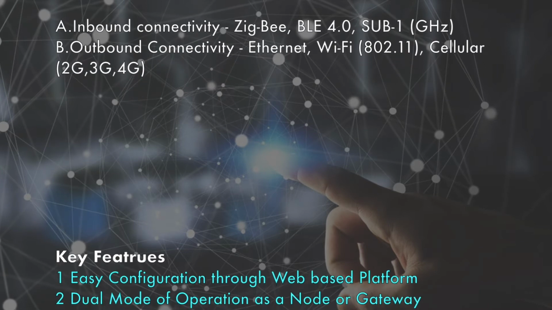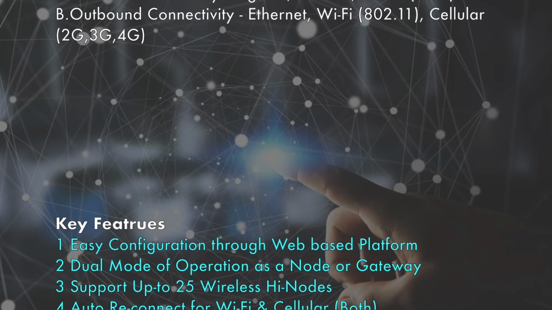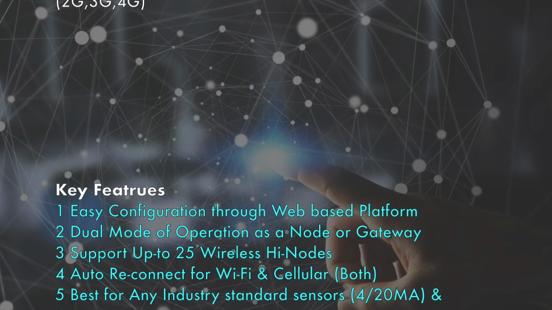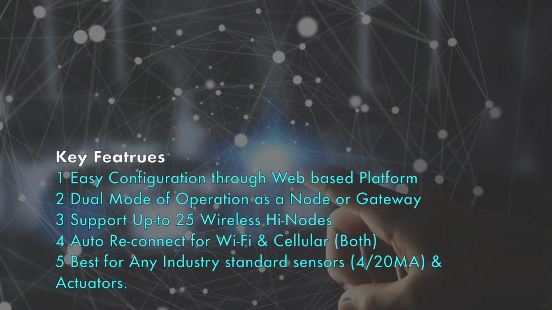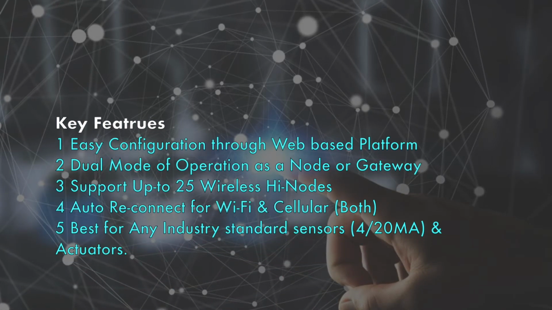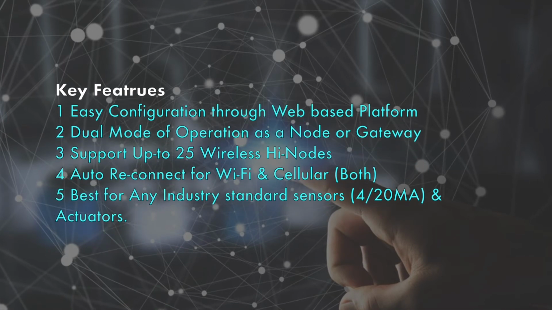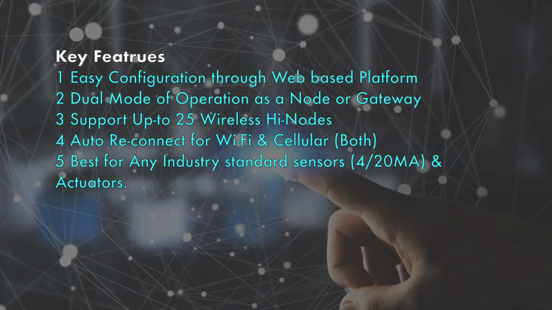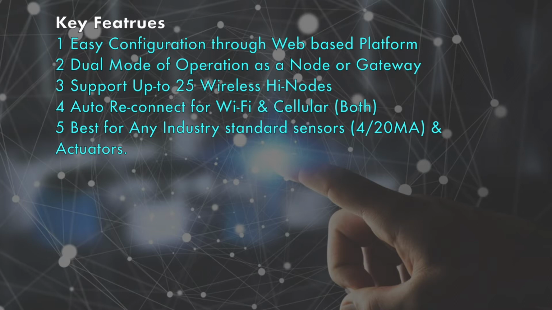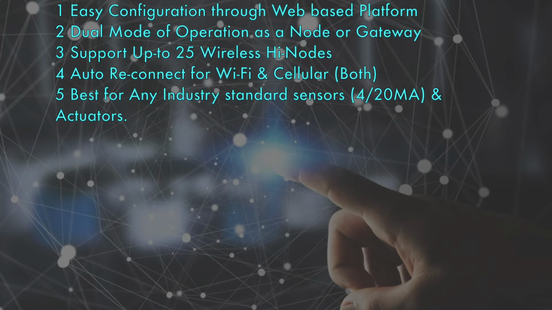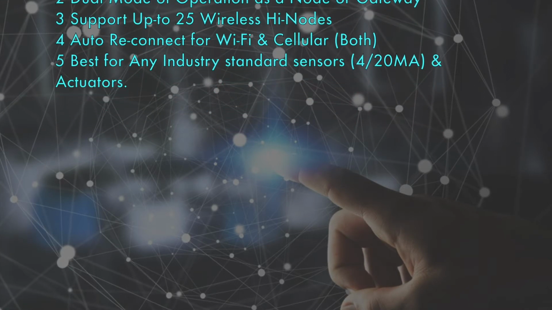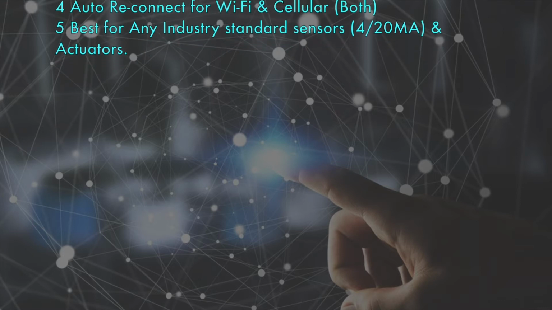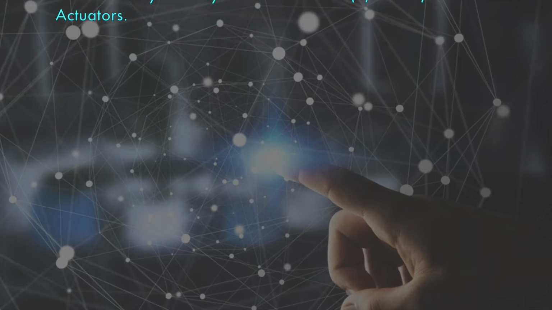Let's have a look at features. Highgate is easy to configure through a web-based platform. It supports a dual mode of operation. It can act as a node or as a gateway. Highgate supports up to 25 wireless Highnodes. It supports auto reconnect feature for Wi-Fi and cellular network. Best for any industry standard sensor which falls under 4 to 20 milliampere and any industry grade actuator.